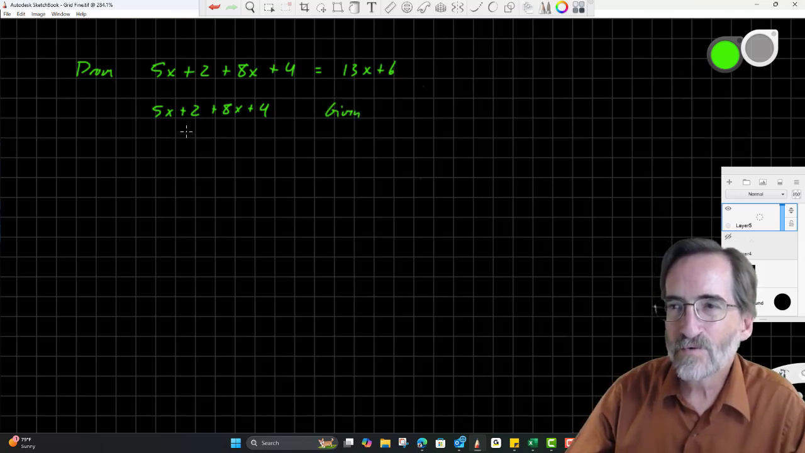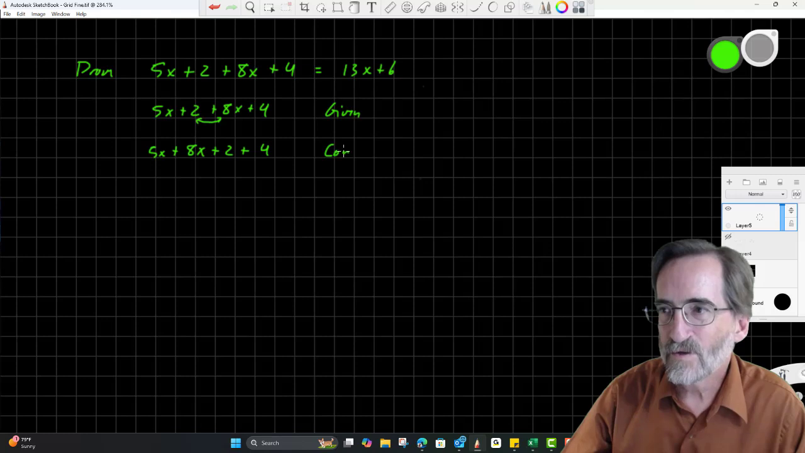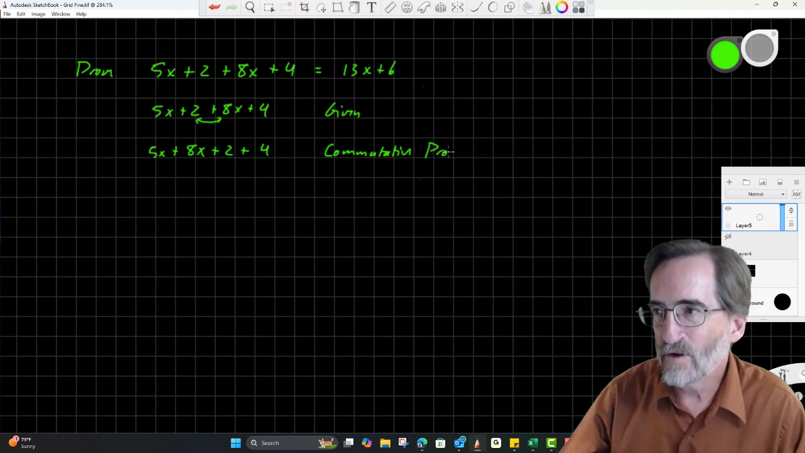And we're going to do some things. I'm going to switch the 2 and the 8x. Okay, you might ask yourself, what property says I can switch the 2 and the 8x? And the answer is the commutative property. So do a step and name the rule that says you can do that. Commutative property of addition.